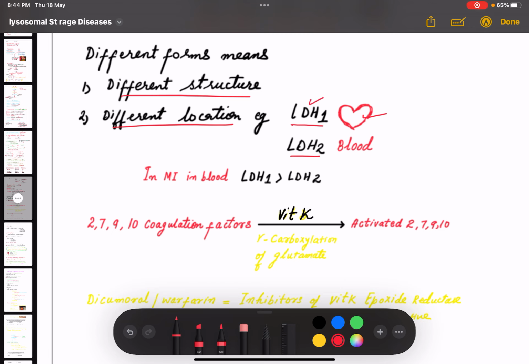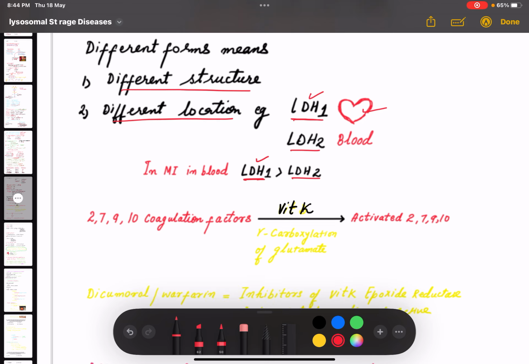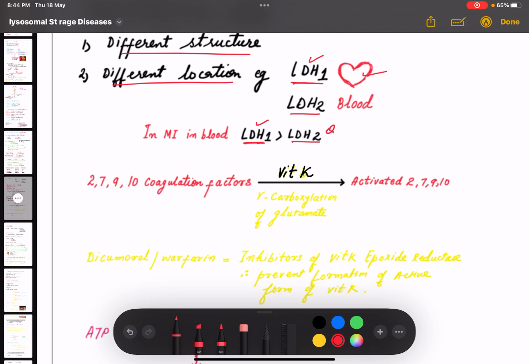But in myocardial infarction, the LDH1 is going to enter into the bloodstream. Then there will be a higher amount of LDH1 in the blood and a lesser amount of LDH2 in the blood. It means in MI patients, we have LDH1 more than LDH2. But normally, we have LDH2 more than LDH1. This is the case which you have to remember.